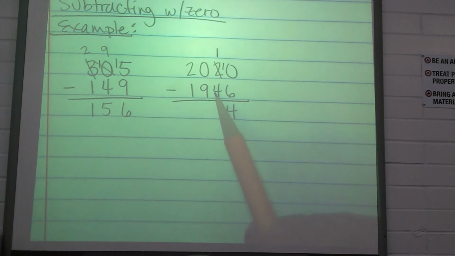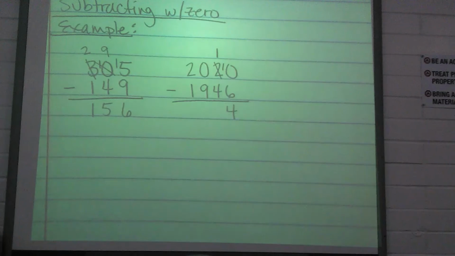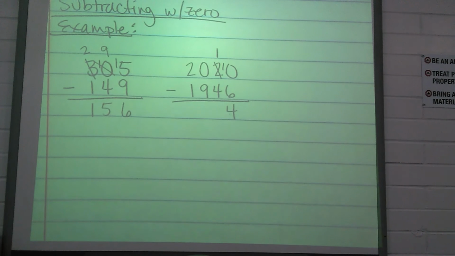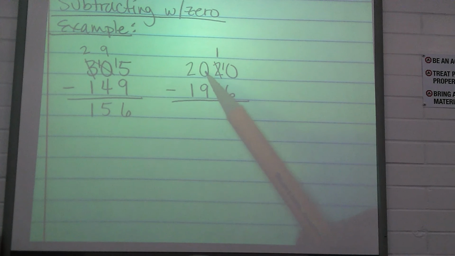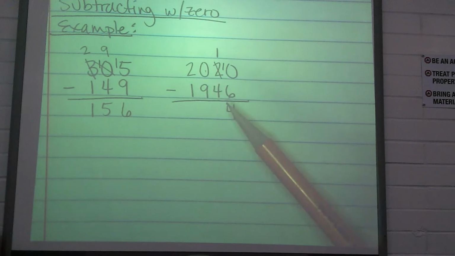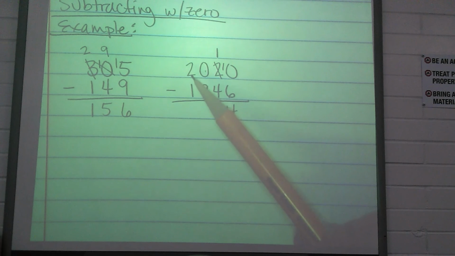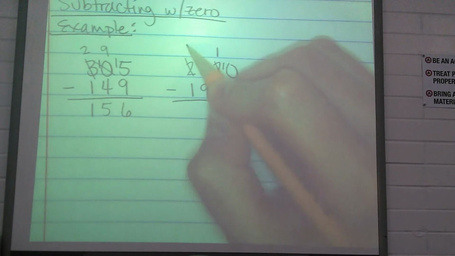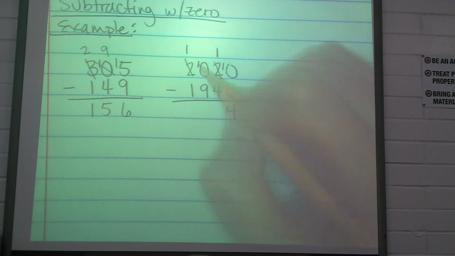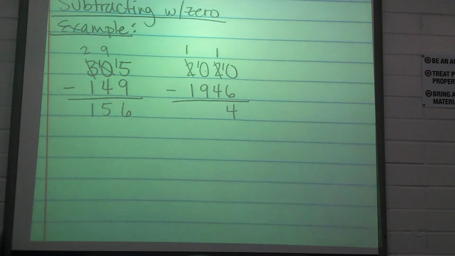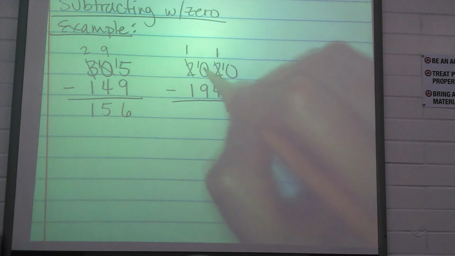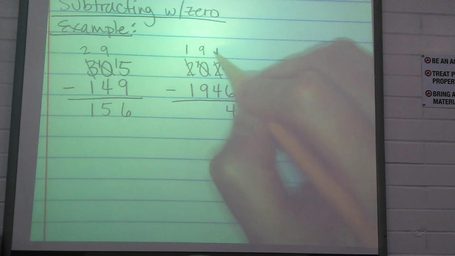1 minus 4, can't do that, so I need to borrow. Borrow from the 0? Can't do it, nobody's home, can't borrow from them. So the 0 needs to borrow from their neighbor. Okay, so 2 becomes 1. Please make sure you're showing every step here. 0 becomes 10. Now this 1 can borrow. 10 becomes 9, and that becomes 11.